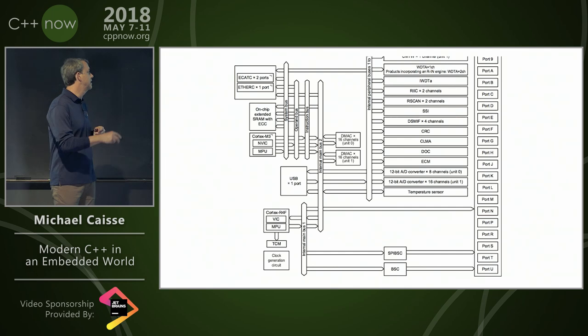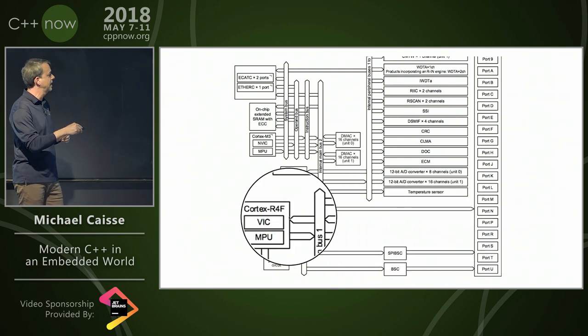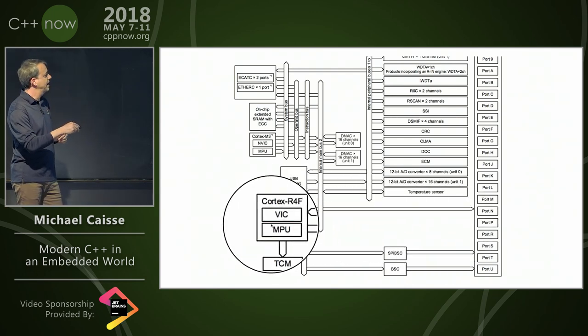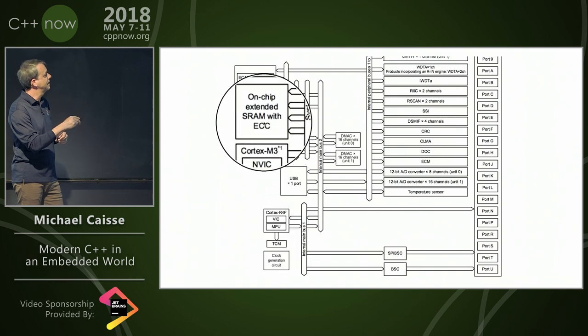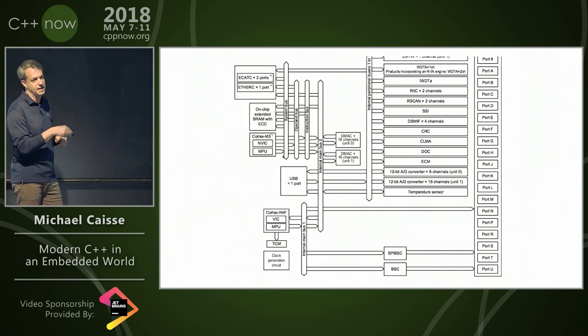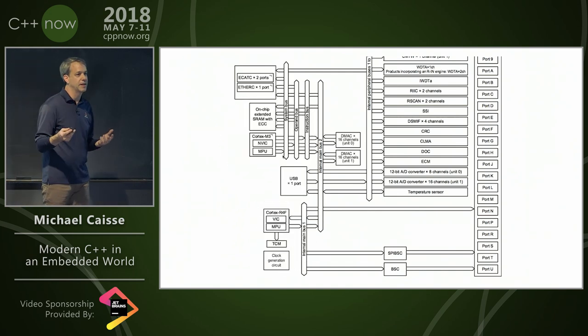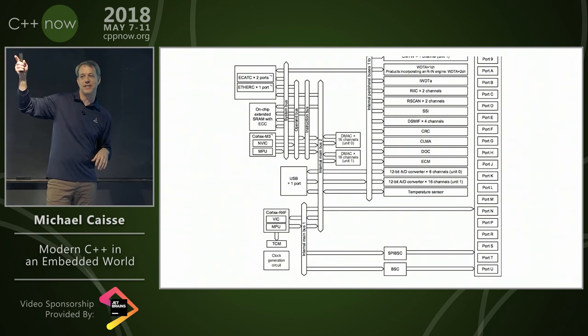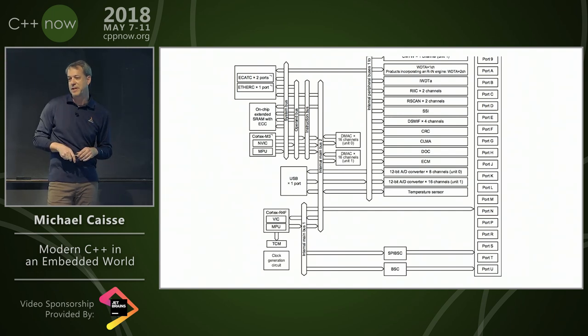And when we go to look at this, what we find is that there is the Cortex right here, and it has this thing called a VIC, whereas the M3 has the NVIC. This is one of the differences. The R4 series is a real-time processor, which means that it has a vector interrupt controller as opposed to a nested vector interrupt controller, which is the M3.